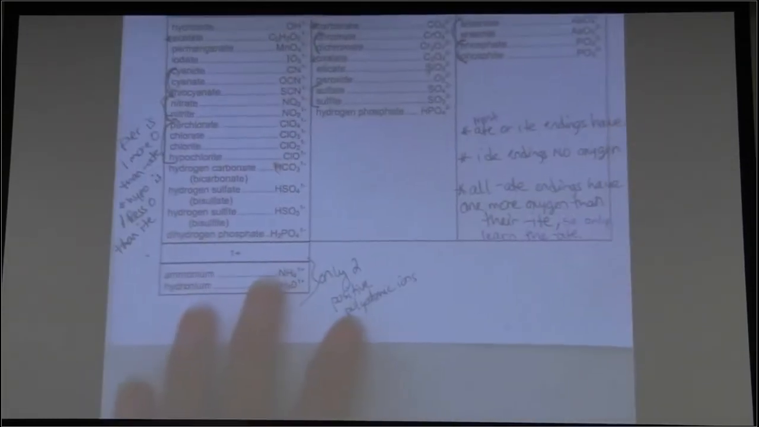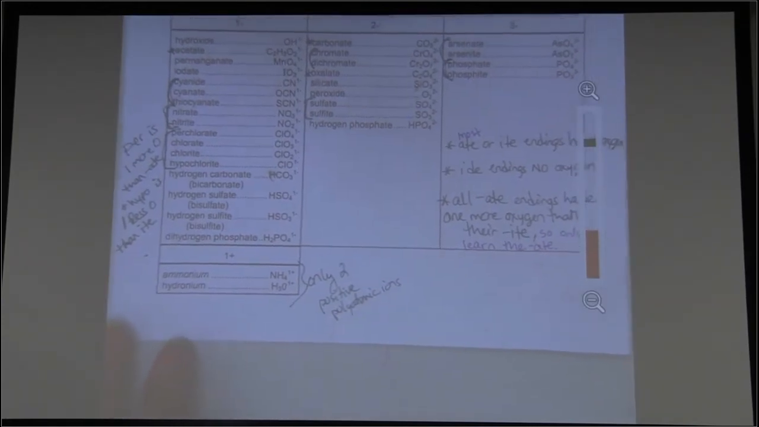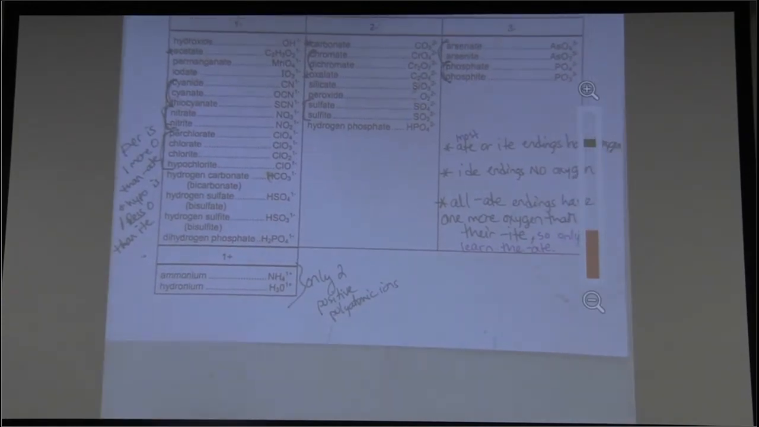These have some similarities, and if you will make these notes, then I'll talk about them, and I think that will help you. So right here it says per is 1 more oxygen than ate, and hypo is 1 less oxygen than ite. That's what that says. So just copy that down. Per is 1 more oxygen than ate, and hypo is 1 less oxygen than ite.